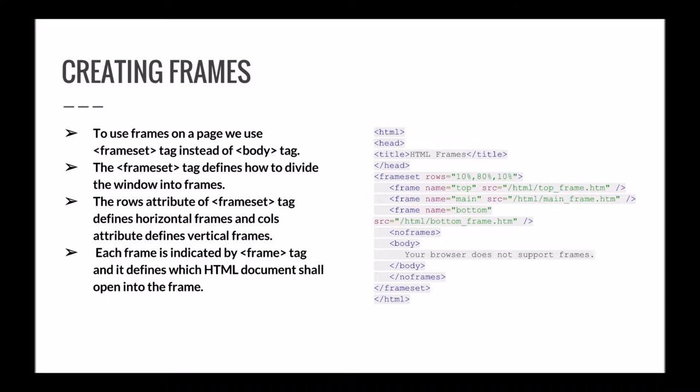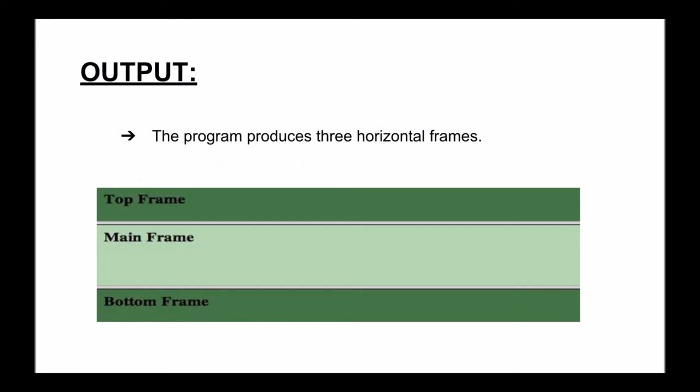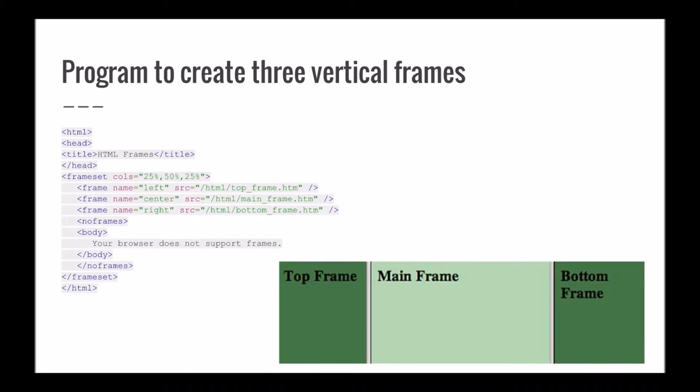Also, here are a few techniques on how to create frames. We will see more detailed code later on, but like I mentioned earlier, we use a frameset tag instead of a body tag to denote frames. Usually, after the head, we use a body tag, but in the case of frames, we use frameset. Now, this is a sample output.